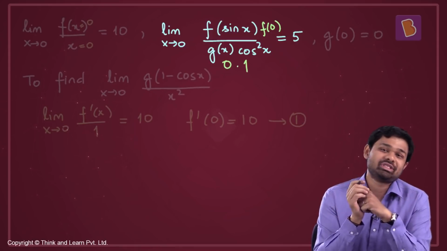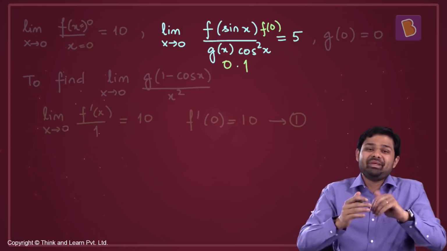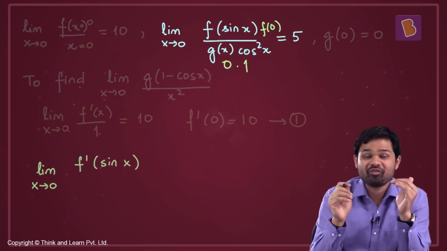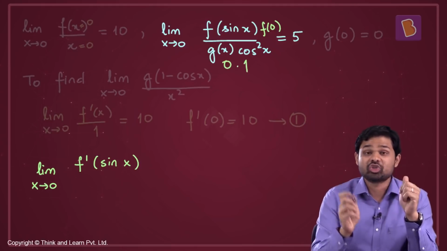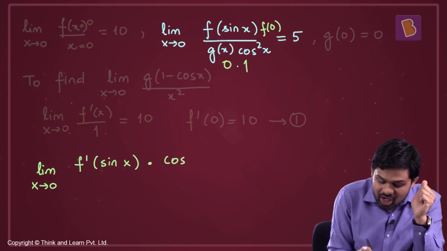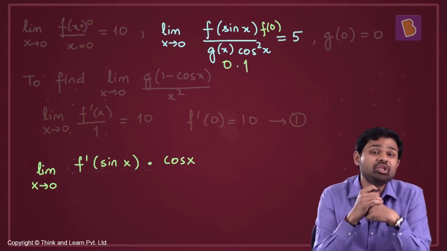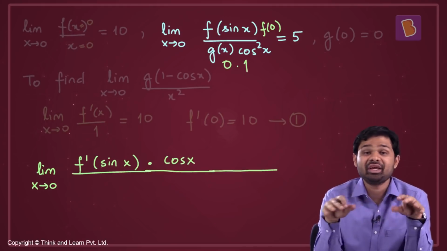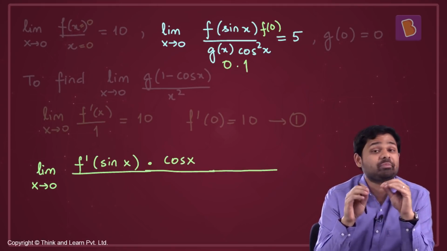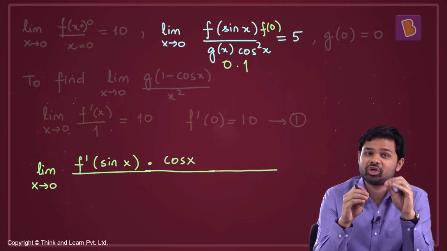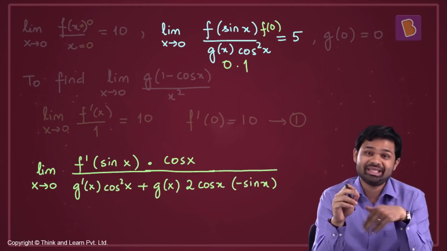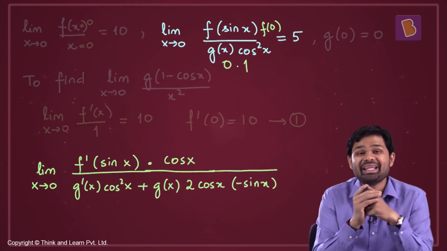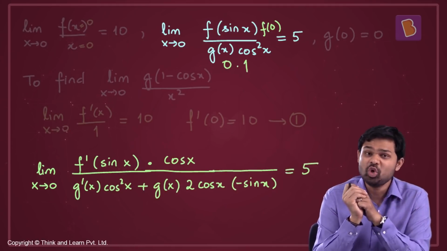So I am going to use L'Hopital's theorem again, and this can be rewritten as limit x tends to 0 of f dash of sine x, and then remember to use the chain rule of differentiation. So that's going to be multiplied by cos x, and then you have to divide this entire thing. Now you're going to make use of the product rule of differentiation. You're going to get g dash of x into cos square x plus g of x into 2 cos x, again chain rule, into minus sin x, and this is all equal to 5.